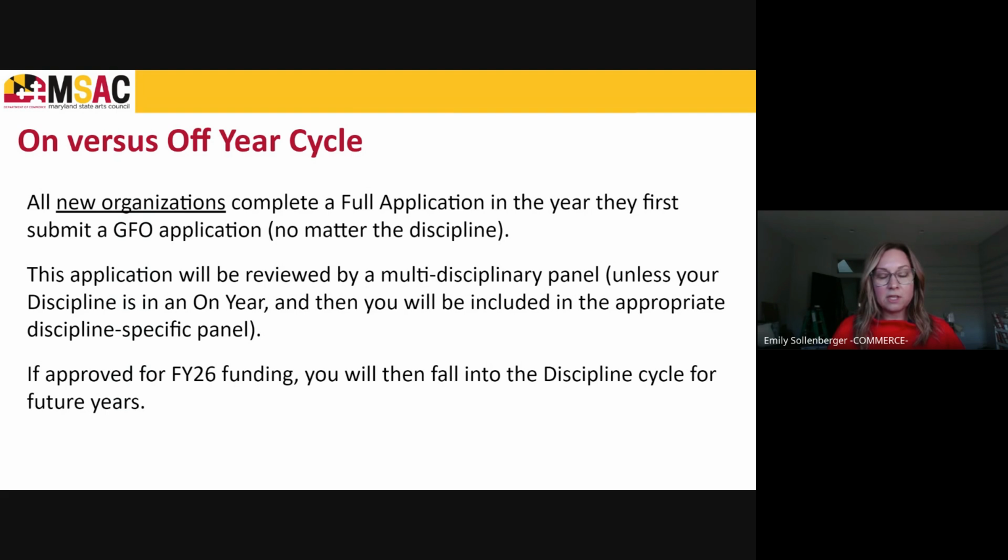So moving into highlighting the new organizations that are coming into the program, perhaps for the first time or with lapsed funding, you will complete a full application in the first year and then submit, then fall into that discipline that I mentioned. So again, you'd be falling into a multidiscipline panel unless your discipline is already in an on year, and then you'd be included in that appropriate discipline-specific panel. If you're approved for FY26 funding, you would then fall into that discipline cycle for future years.